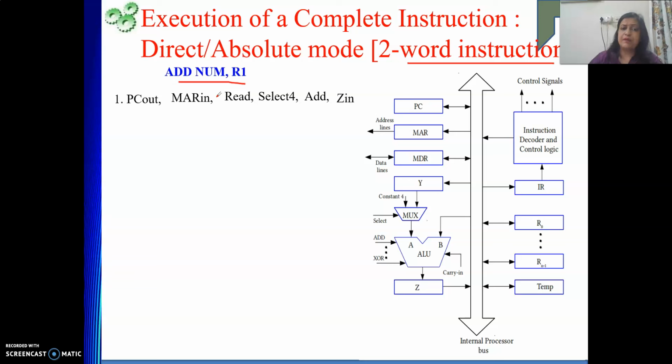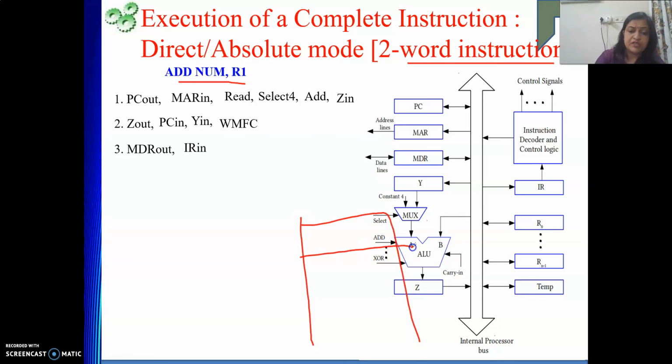Explanation is similar to my previous explanation, so again, I'm not repeating. Then Z out, PC in, Y in, WMFC. Then MDR out, IR in. That means by now the content of 1000 is brought into IR. Once it is brought into IR, it is decoded. We got to know that my instruction length is 2 words and the next word contains the address of the operand.